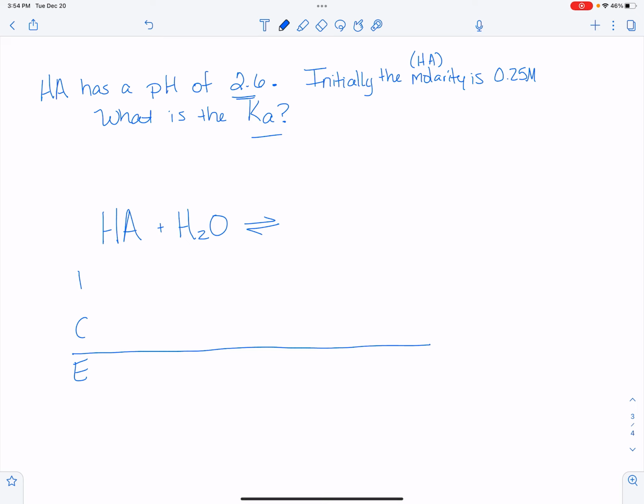So I'm using just a generic HA acid. A represents anion. It just is something that's negative, and it has an H on the front there. So this is our generic way of just saying acid. And this is a weak acid. I have to tell you it is a weak acid. We're only going to be solving for weak acids this way.